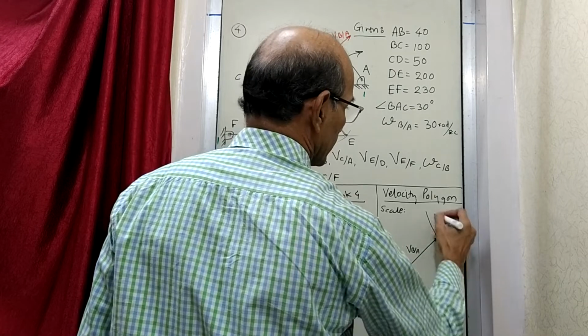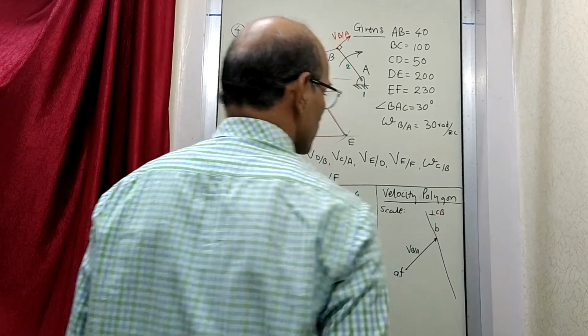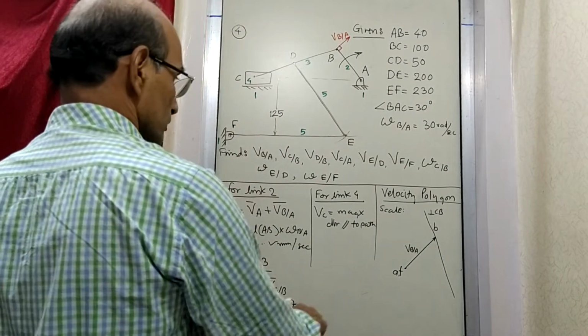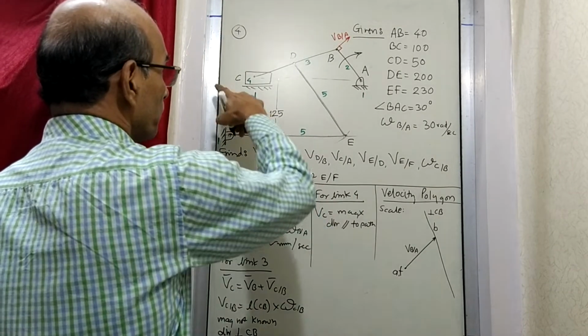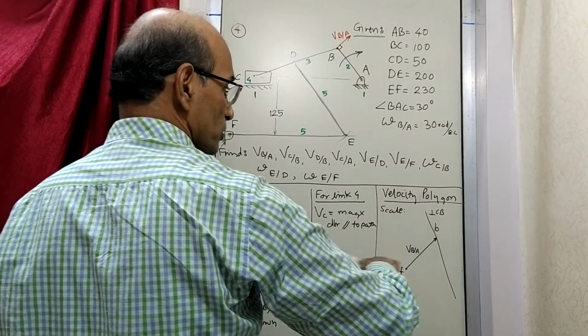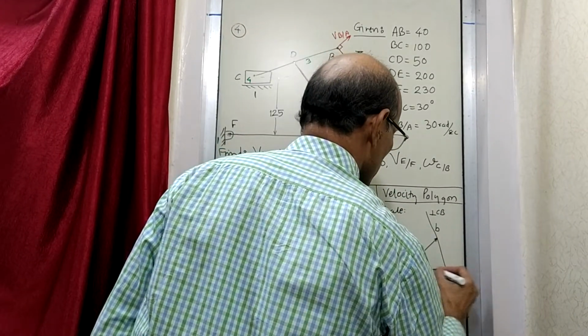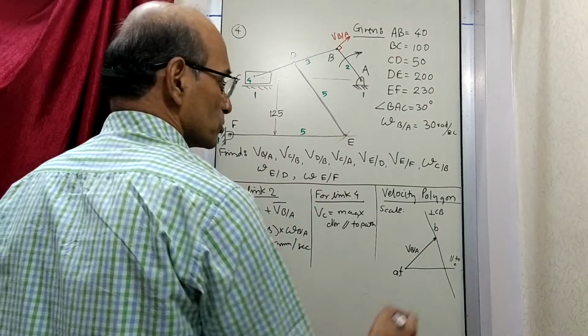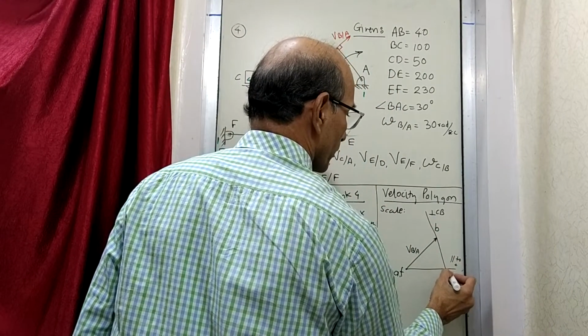So we draw a line like this. This is perpendicular to CB, like this. Then for this we draw a line in the horizontal direction. This is velocity of C with respect to A. So from A we draw a line like this. This is parallel to the path of C. So that gives us point C over here.